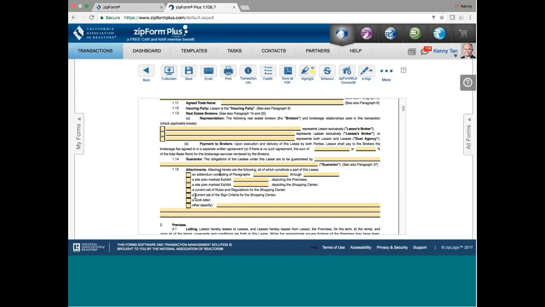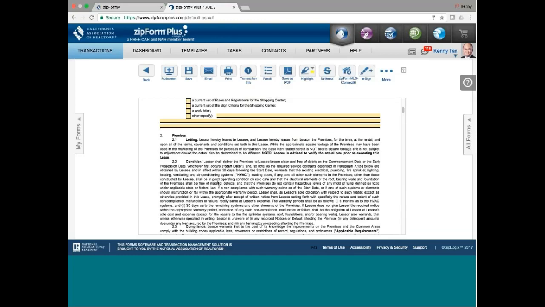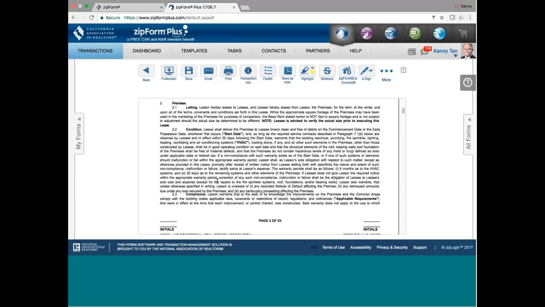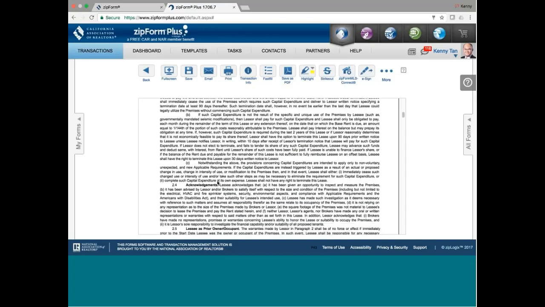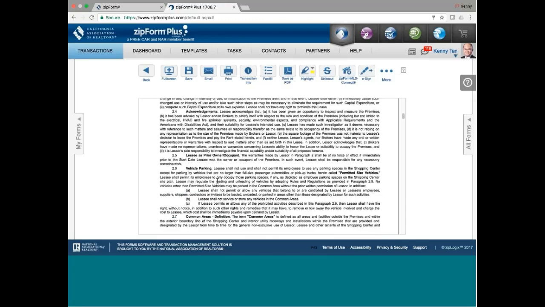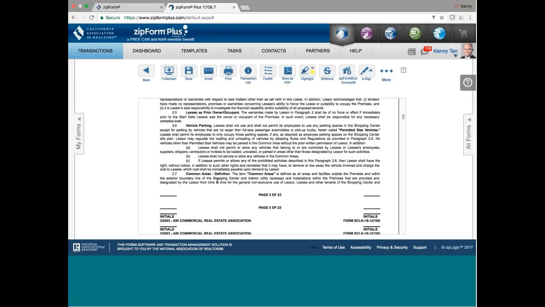And any work letter, if you don't know what a work letter is, it's just an agreement regarding certain construction work or remodeling work that the landlord is doing to get the premises ready. We call that the work letter. Premises, it's the same as before, so we'll skip it. Vehicle parking is the same as before. Common area definitions.